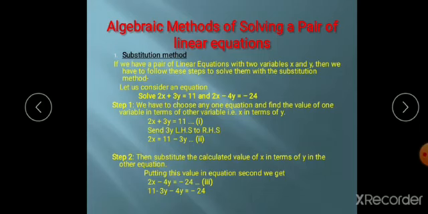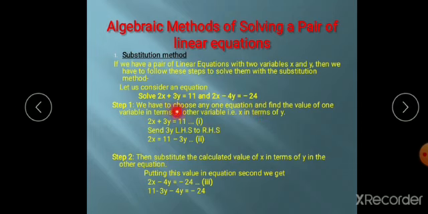There are three methods to solve a pair of linear equations. One is the substitution method, another is the elimination method, and the third is the cross multiplication method. Substitution method. So let me consider two linear equations. One is 2x + 3y = 11 and the second one is 2x - 4y = -24.